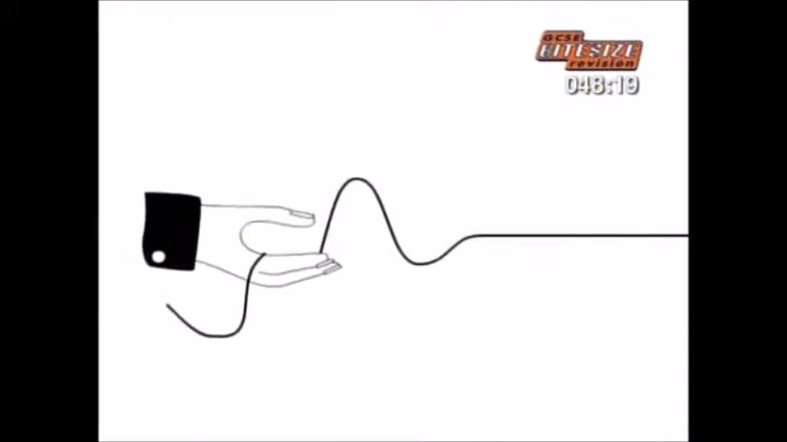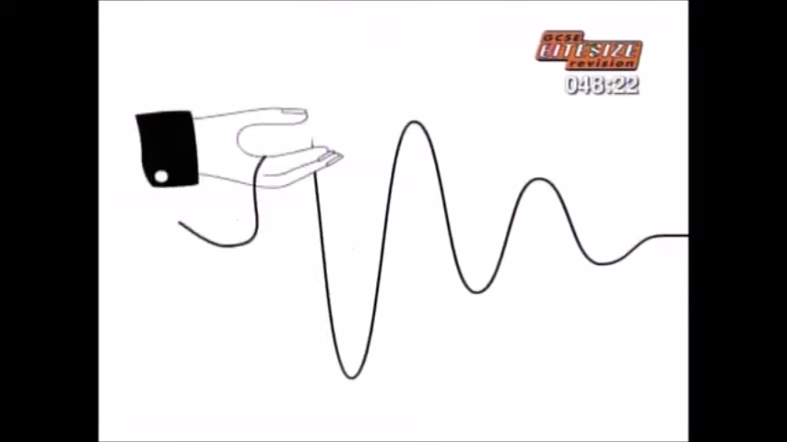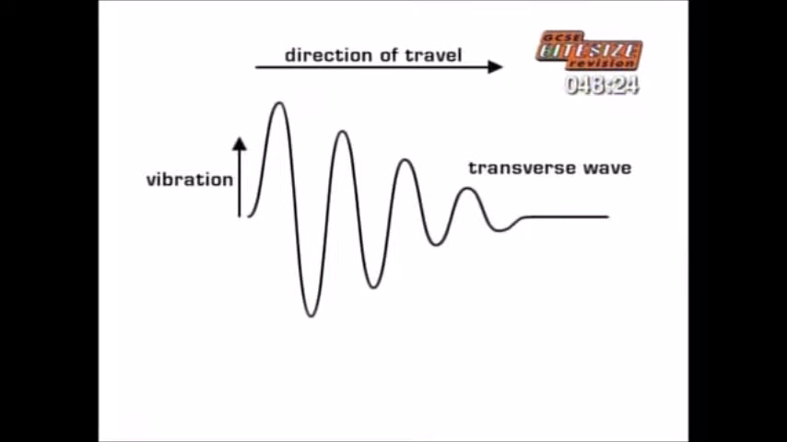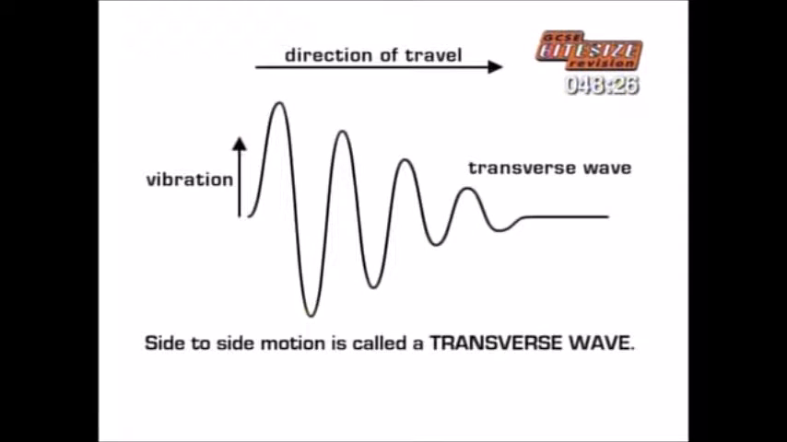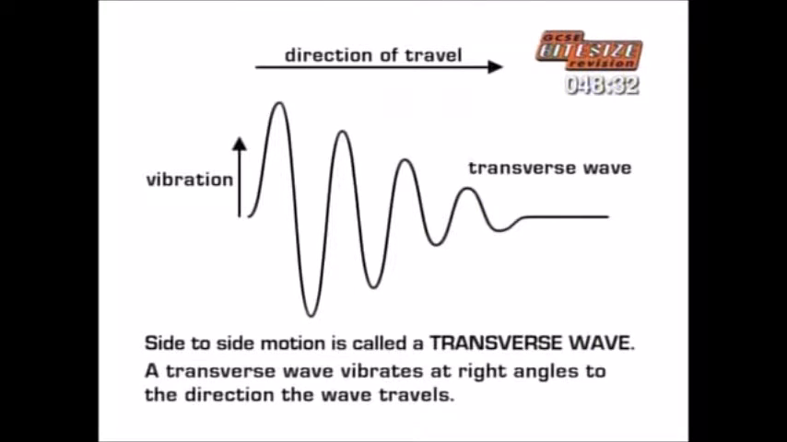You can set up a wave in a rope by moving one end from side to side. Side-to-side motion like this is called a transverse wave. The vibration is at right angles to the direction the wave travels.